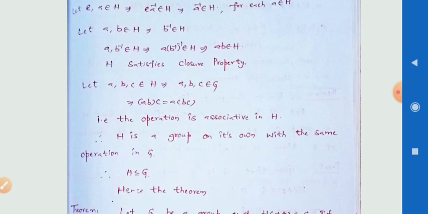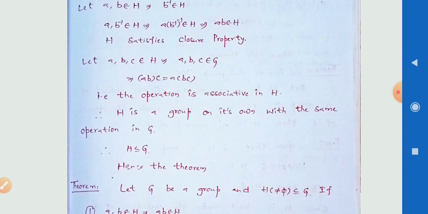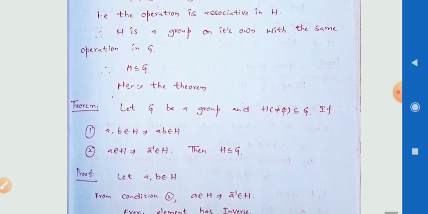And similarly, let a, b, c belong to H, and a, b, c belong to G, then we get (ab)c is equal to a(bc). Then the above operation is associative in H. Here H is satisfying identity, inverse, closure, and associative properties. Therefore H is a group on its own with the same operation in G. Therefore H is a subgroup of G. Hence the theorem.